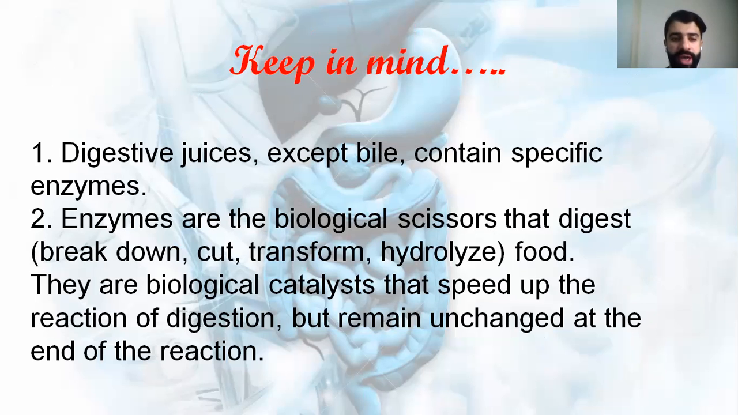Bile contains no enzyme. Enzymes are like scissors. They digest, they cut, they break down, they hydrolyze, they transform food into simple nutrients. These enzymes act as catalysts. What is the meaning of catalyst? It speeds up the reaction, it accelerates it, it makes the process of digestion faster. But the amount of this enzyme will remain the same at the end of digestion.